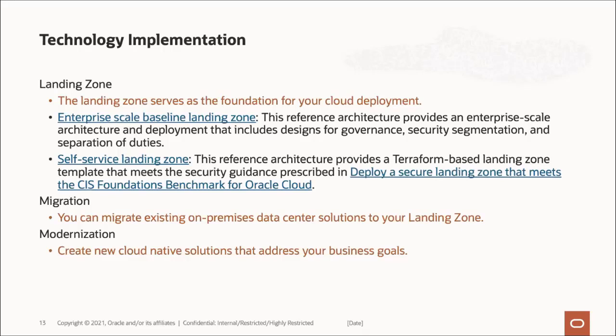The key question that we're answering with a landing zone is, how do I get started? This landing zone that you see here, the enterprise scale baseline landing zone, is basically the reference architecture that you can deploy directly into the OCI console to start implementing all of those guidance and policies that we have been describing over the last few pillars.